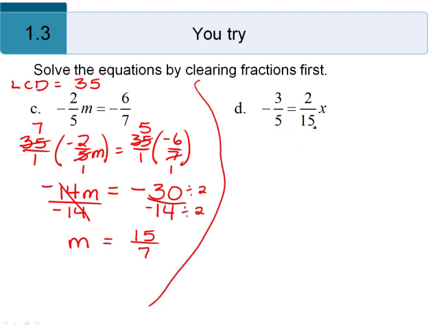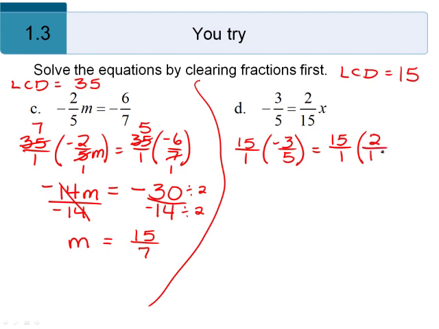Okay? All right, let's look at letter D here. So we have 5 and 15. Well, 5 will go into 15. So our least common denominator is 15. So I'm going to put 15 over 1 times negative 3/5 and equals 15 over 1 times 2 over 15x. Now you will notice that if they have the negative sign out front, I usually put it up in the numerator just so I don't lose it. And that's where you use it anyway.